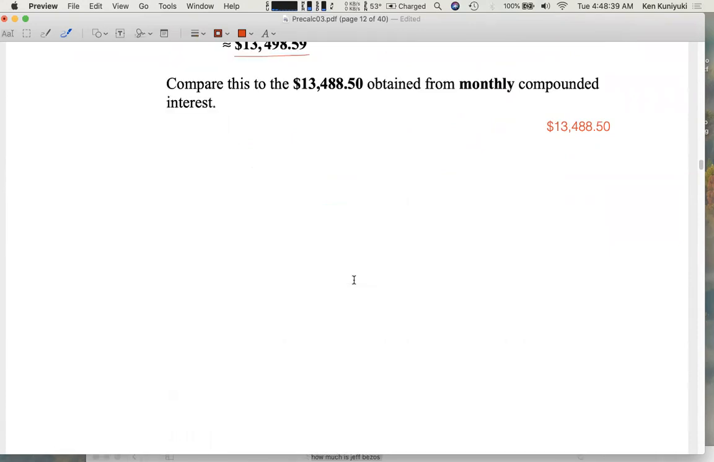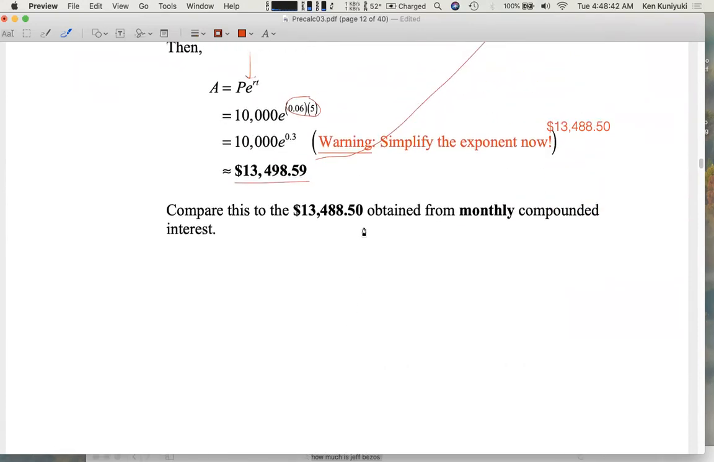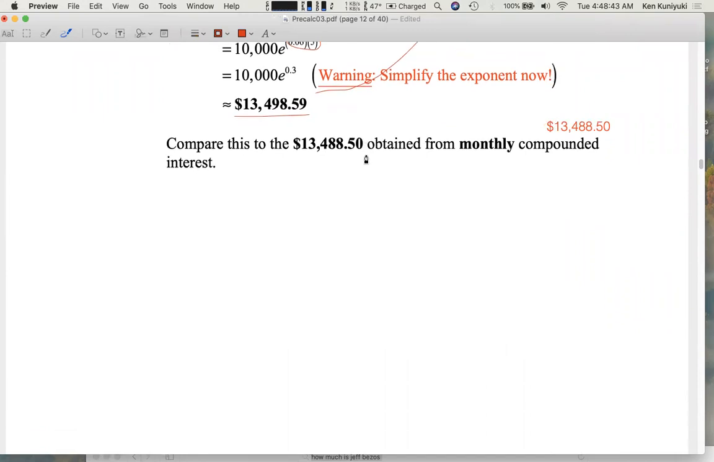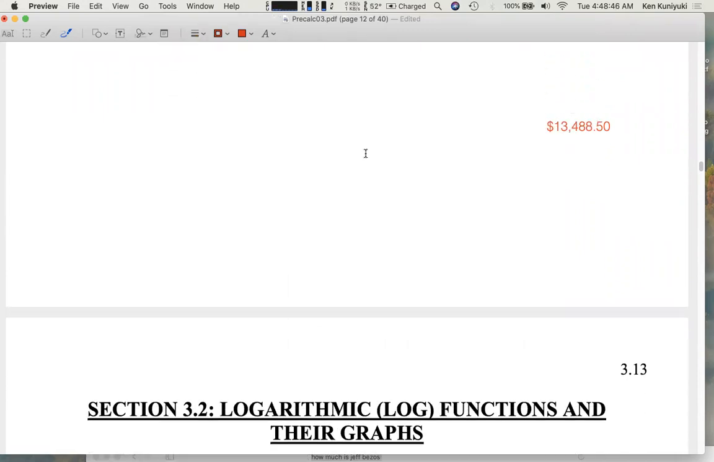All right, so that's section 3.1. Next up, section 3.2, log functions, the inverses.